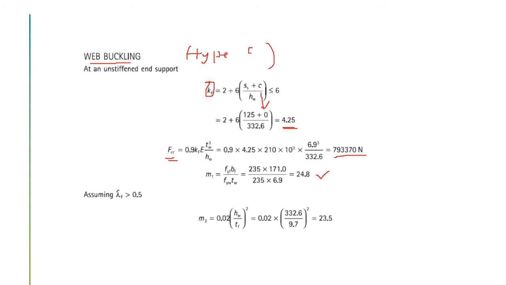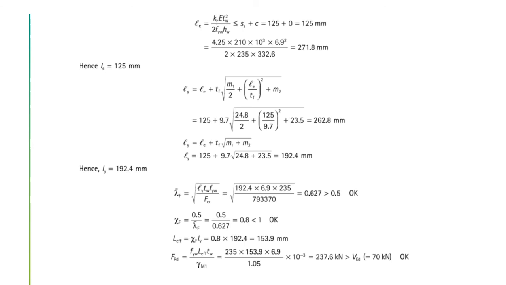And to calculate M2, you need to assume which lambda you want to use. So from here, let's say we assume that lambda F prime is greater than 0.5. So M2 is equal to 23.5. Okay, so we get our M1 and M2 values, and substitute into the equation of LE. But first, you need to calculate the LE value. Since the LE value is equal to 271.8, which is greater than SS plus C, you need to use LE equals 125. Okay, you need to take the minimum value.